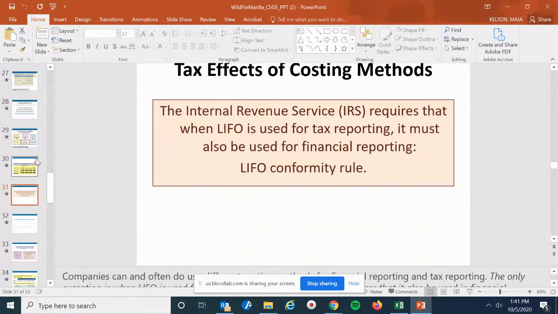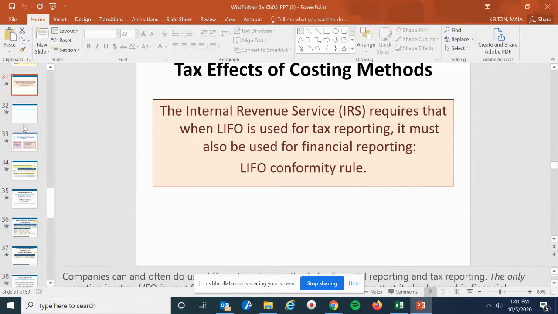A couple of other things, and then I'll let you guys go so I can answer Babajida's questions. Obviously, if we lower profitability, then that has an effect on the income tax. So the IRS requires that when the company uses LIFO for tax reporting, they also have to use LIFO for financial reporting. We call that the LIFO conformity rule, and you guys are not responsible for any calculations that involve the LIFO conformity rule. You just need to know that it exists.